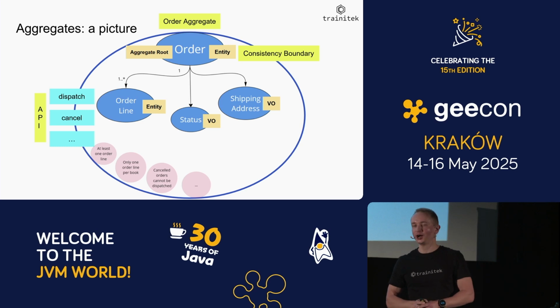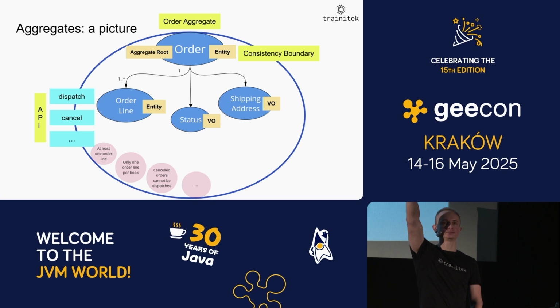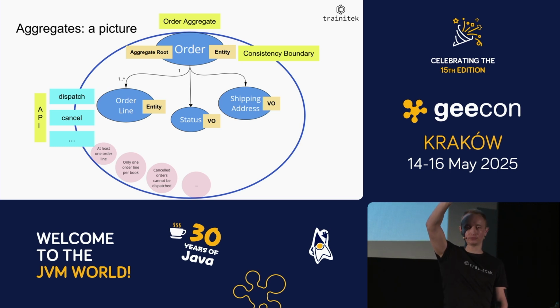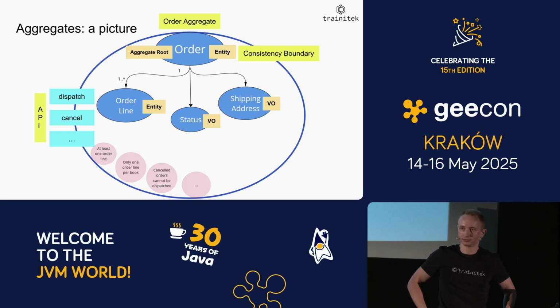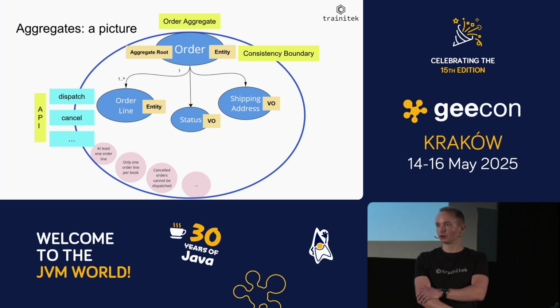Now, question, how many repositories should we have? Who goes for 2 repositories? Who goes for 1 repository? Yeah, so the correct answer is 1. Why is it 1? Let's imagine you have 2. All right, so you have order repository and order line repository. And then you perform a method, order line delete.